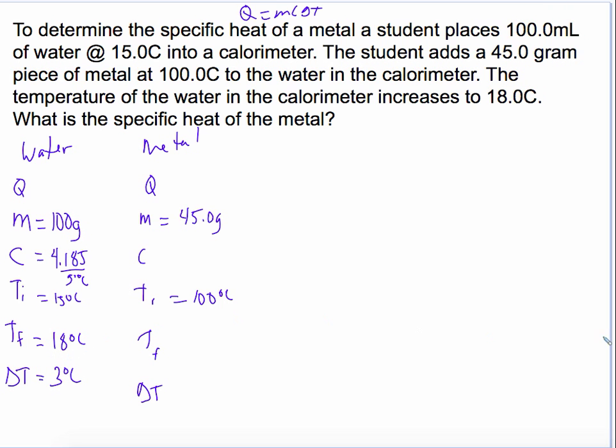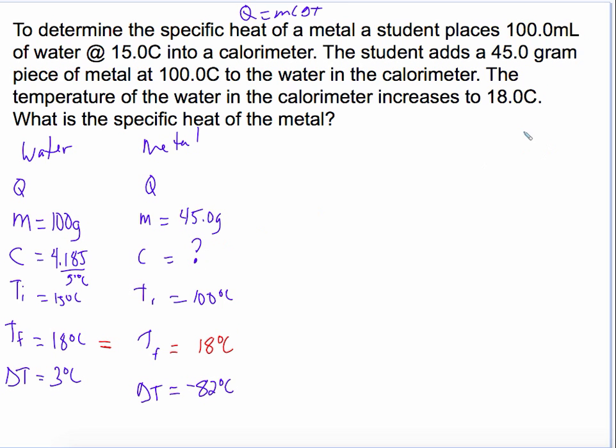That's 3 degrees Celsius. Now, one thing that's always important to know about these calorimetry problems is that the final temperature of the water and whatever you put in the water are going to be the same number. Therefore, the change in temperature for the metal is going to be 18 minus 100. It's always final minus initial. So the temperature change of the metal is negative 82 degrees Celsius.